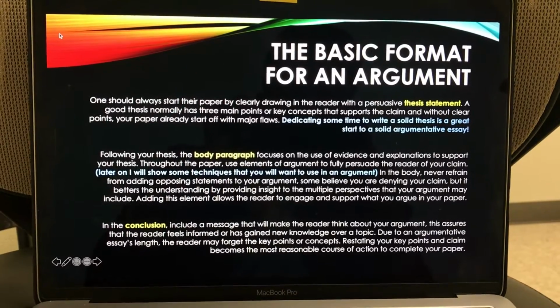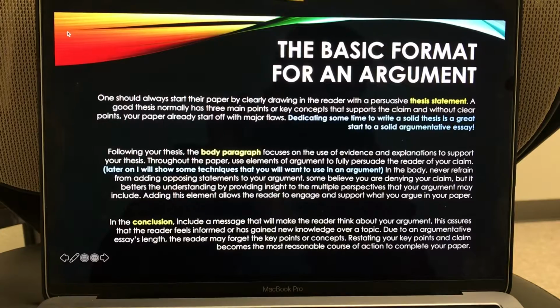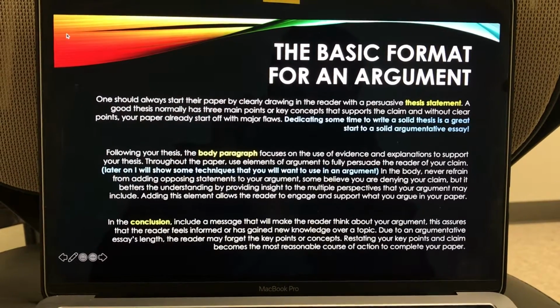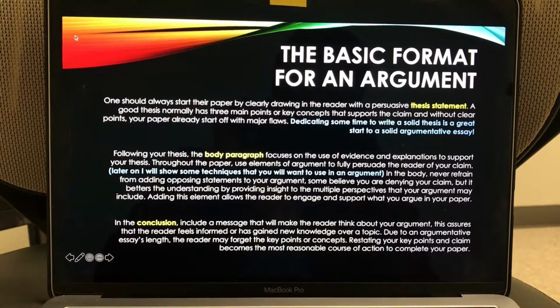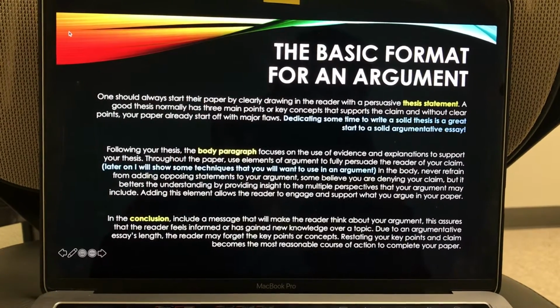Dedicating some time to writing a solid thesis is a great start to a solid argumentative essay. Following your thesis, the body paragraph focuses on the use of evidence and explanation to support your thesis. Throughout the paper, use elements of argument to fully persuade the reader of your claim. Later on, I will show you some techniques that you may want to use in argument.